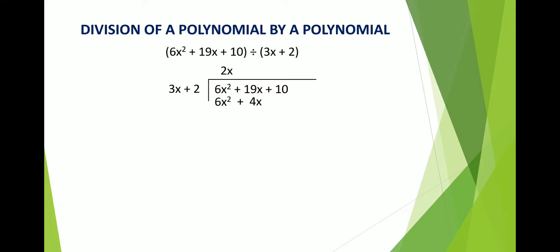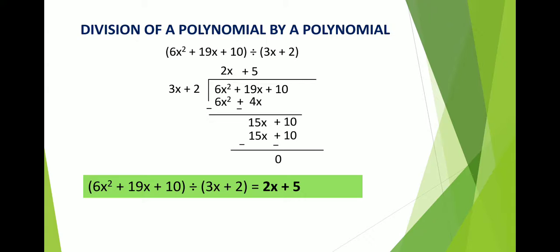Now here again, like the previous one, the sign changes, plus becomes minus and minus becomes plus. Here both the terms are positive, so the sign changes into negative, minus minus. So 6x squared and 6x squared get cancelled. And 19x minus 4x, when you subtract, you will get 15x, and plus 10 from up comes down. So now 3x will divide 15x 5 times, that is plus 5 times, because 5 into 3x is plus 15x and 5 into 2 is plus 10. Now again the sign changes because of subtraction. So 15x becomes minus and plus 10 becomes minus 10. So when you subtract, the remainder is 0. Thus we can say that 6x squared plus 19x plus 10 divided by 3x plus 2 is equal to the quotient 2x plus 5.